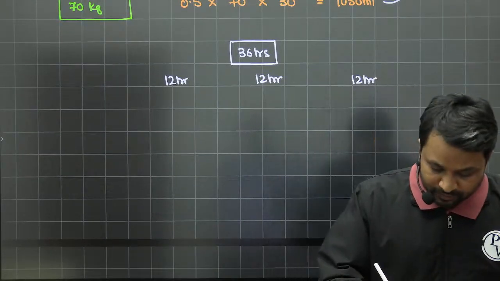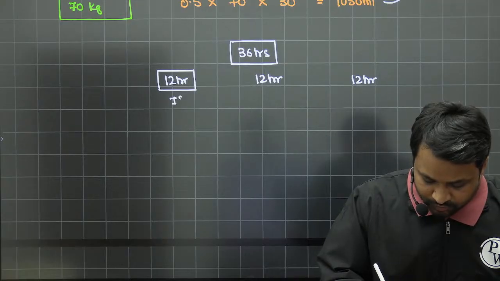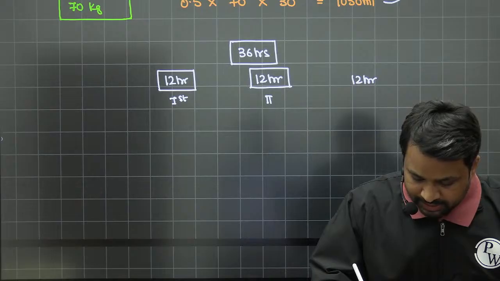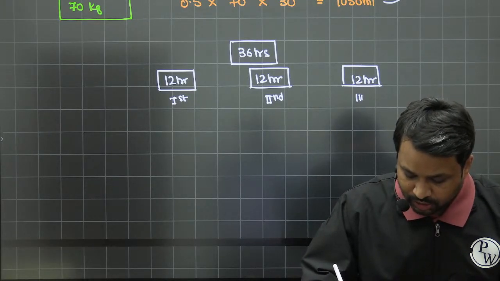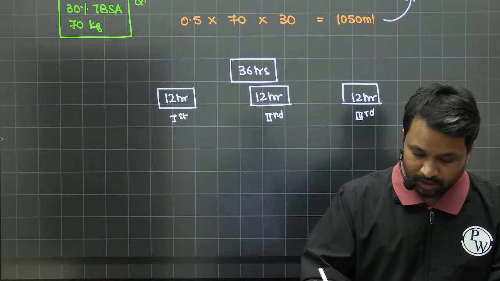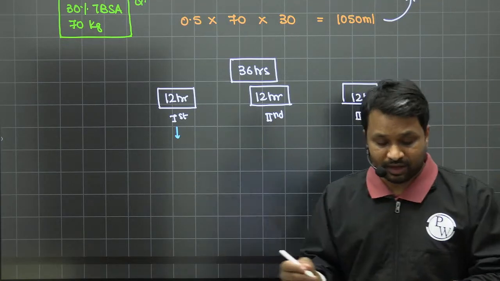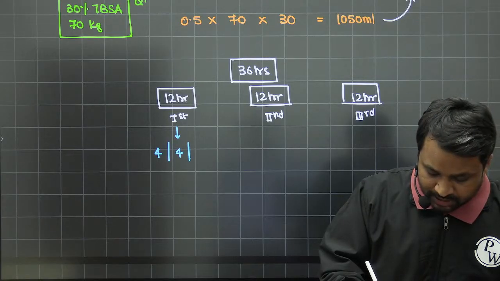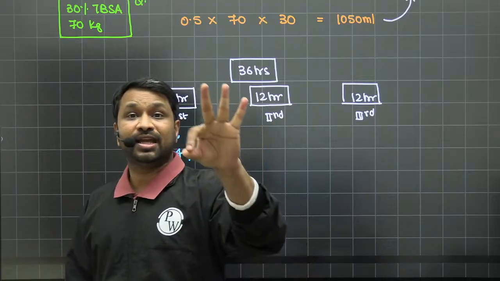Now this is your first 12 hours. This happens to be your second 12 hours, and this is the last, that is the third 12 hours. So according to the Muir and Barclay formula, if you want to resuscitate the patient, when you look at the first 12 hours, you can give every 4th hourly. So every 4th hourly, that means I can give one portion every 4th hour in the first 12 hours. How many portions can I give? I can give 3 portions.